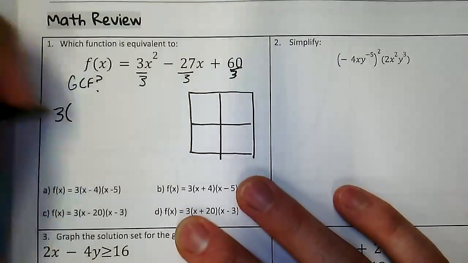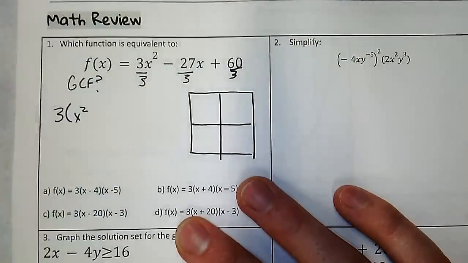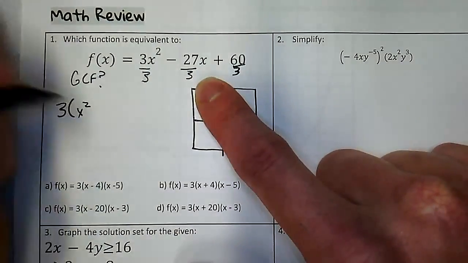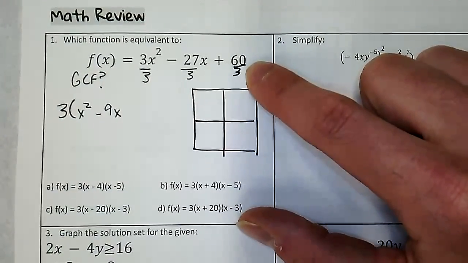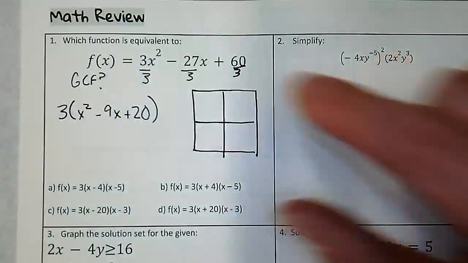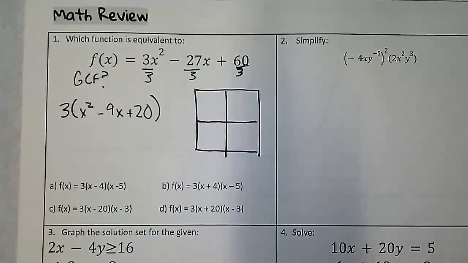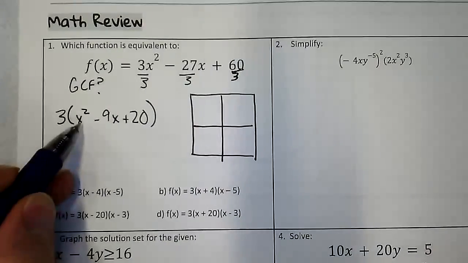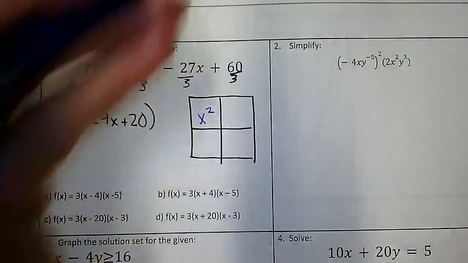So that's going to leave us with 3. And then when we divide the 3 out, that's going to give us x squared. Negative 27 divided by 3, that's negative 9x. And 60 divided by 3, that is 20. All right, now that we've taken out our GCF, we can start filling out the box. Okay, x squared goes in the top left. 20 goes in the bottom right.